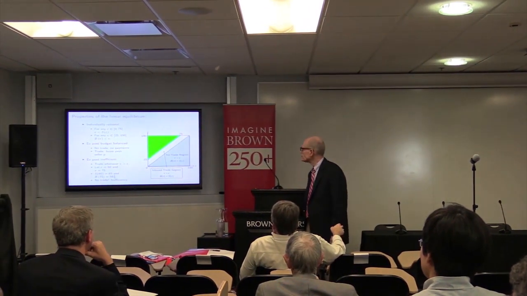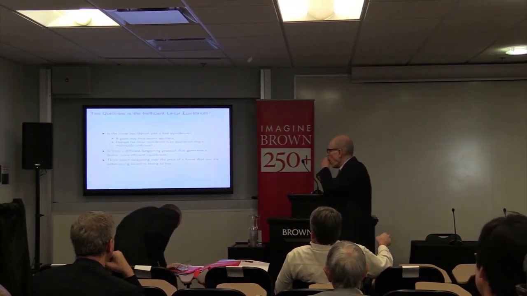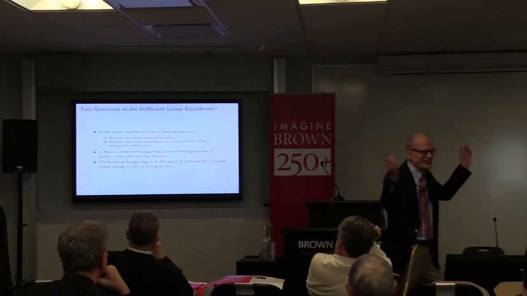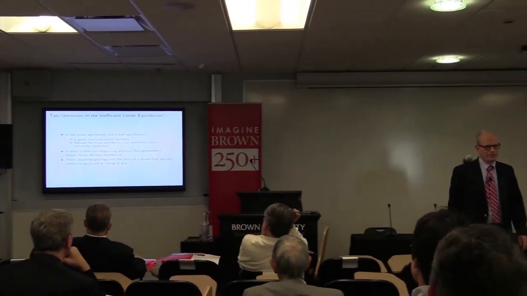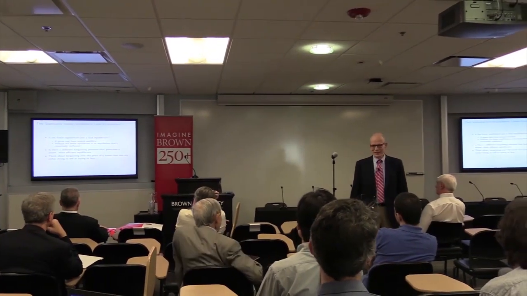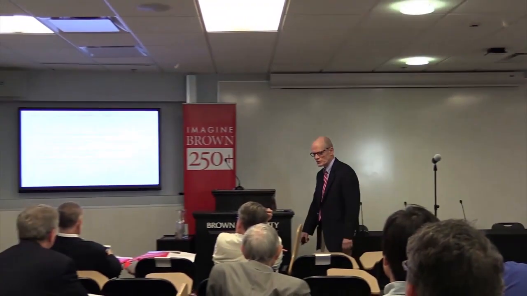So, two questions about this. Is the linear equilibrium just a bad equilibrium? Yeah, we solved for it. How it was originally solved for is, you started with uniform distributions and you said, maybe there's a linear equilibrium. You just set it up and see whether it works. Solve for the coefficients A and B on each side, and lo and behold, it works.